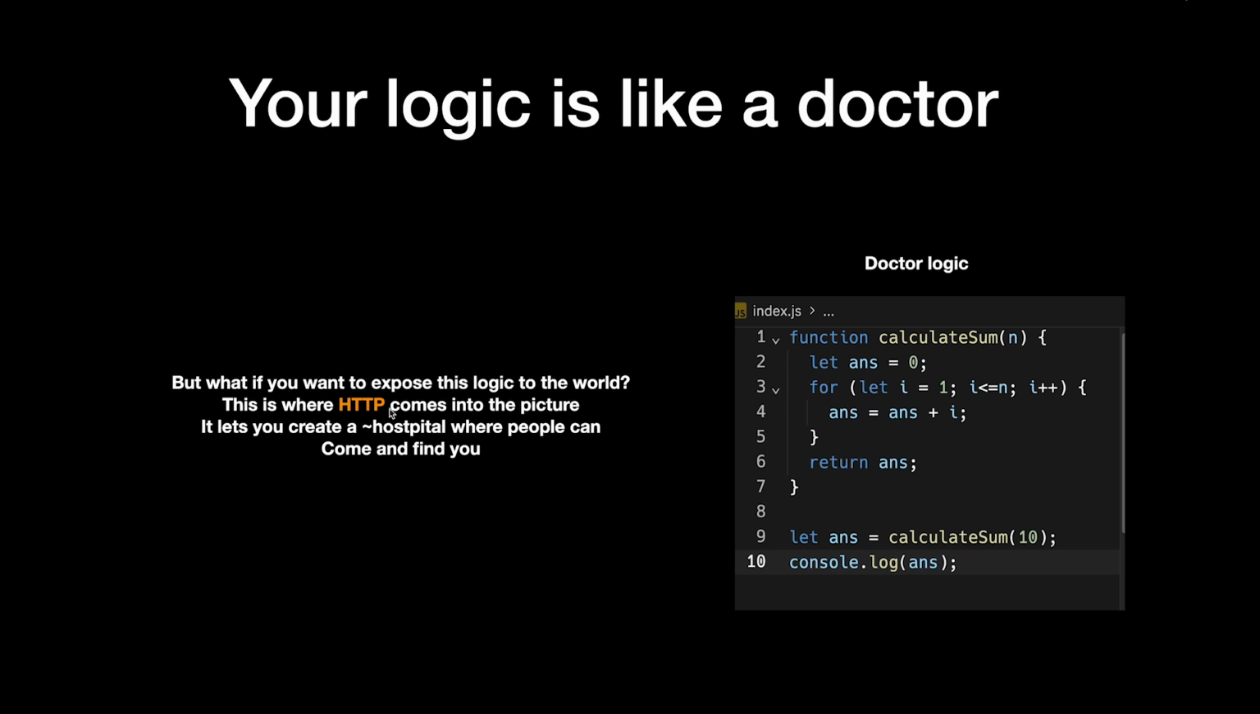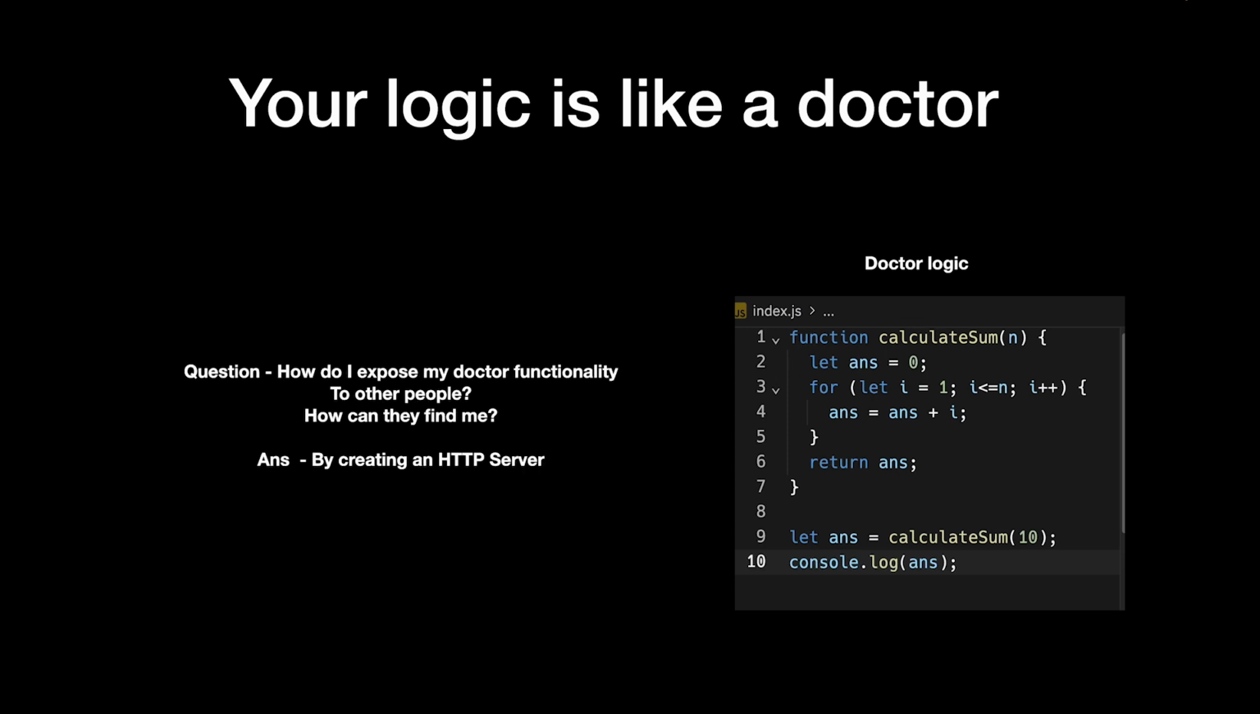Similar to how a hospital is a place where people can come and get the information from a doctor. That's information being transferred from a doctor to a patient. Here it is information being transferred from some code to a user. It lets you create a hospital where people can come and find you. What is HTTP? HTTP is a protocol that lets you create sort of a hospital or expose your logic where people can come and find you and call your logic.